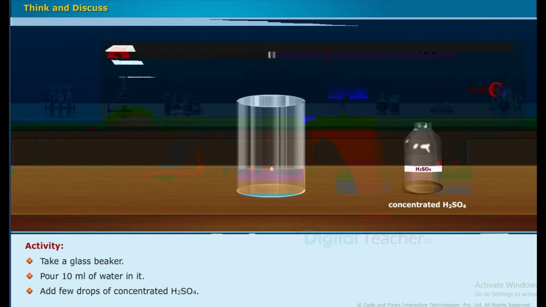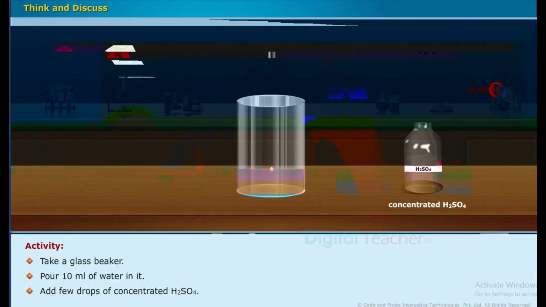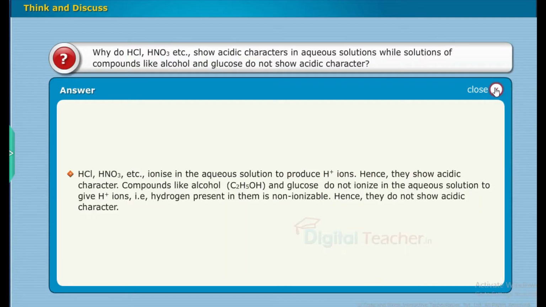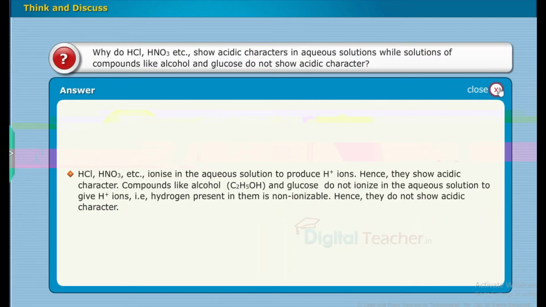HCl, HNO3, etc. ionize in the aqueous solution to produce H+ ions. Hence, they show acidic character. Compounds like alcohol, C2H5OH, and glucose do not ionize in the aqueous solution to give H+ ions. That is, the hydrogen present in them is non-ionizable. Hence, they do not show acidic character.